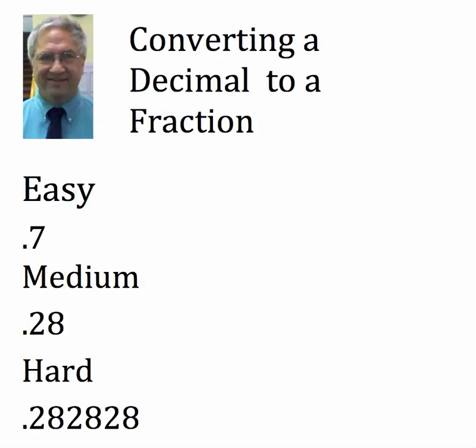Okay, converting a decimal to a fraction. We're going to have an easy, a medium, and a hard one. And I warn you, the hard one is really hard, but you're smart and you can hopefully figure it out. Okay, easy. 0.7 is equal to something over 10.